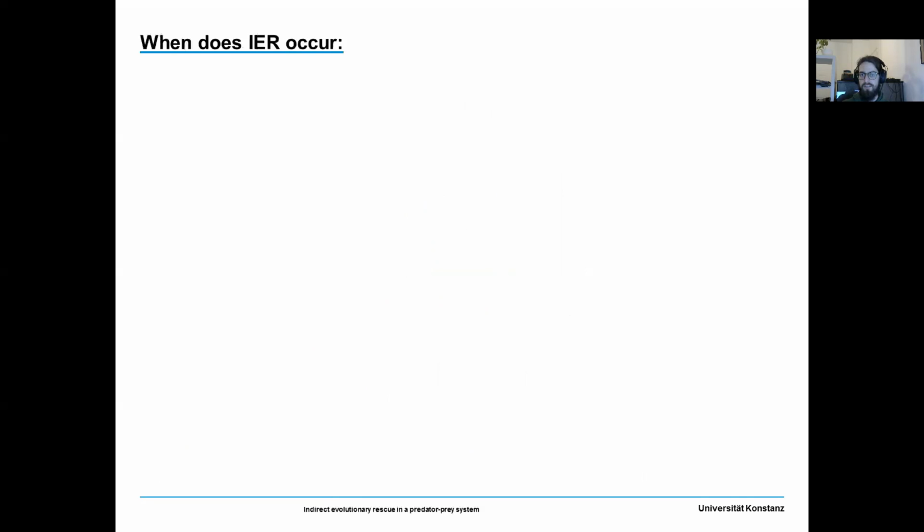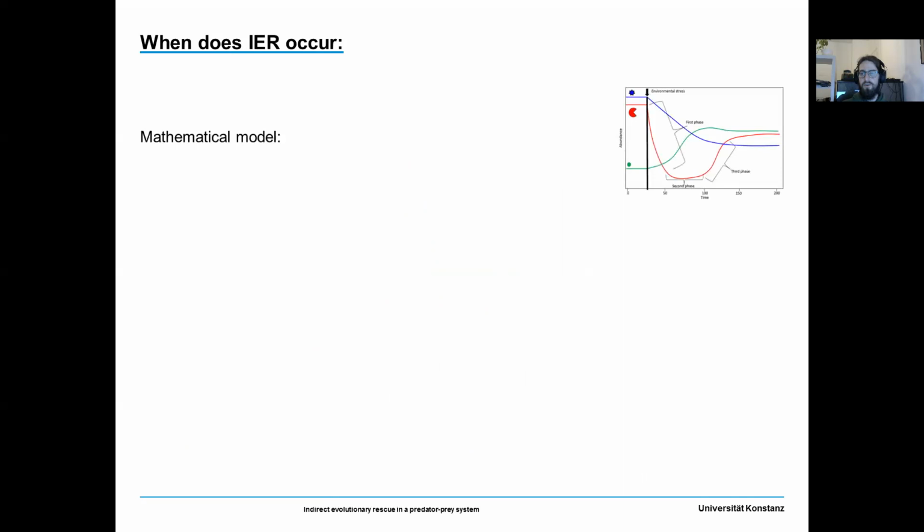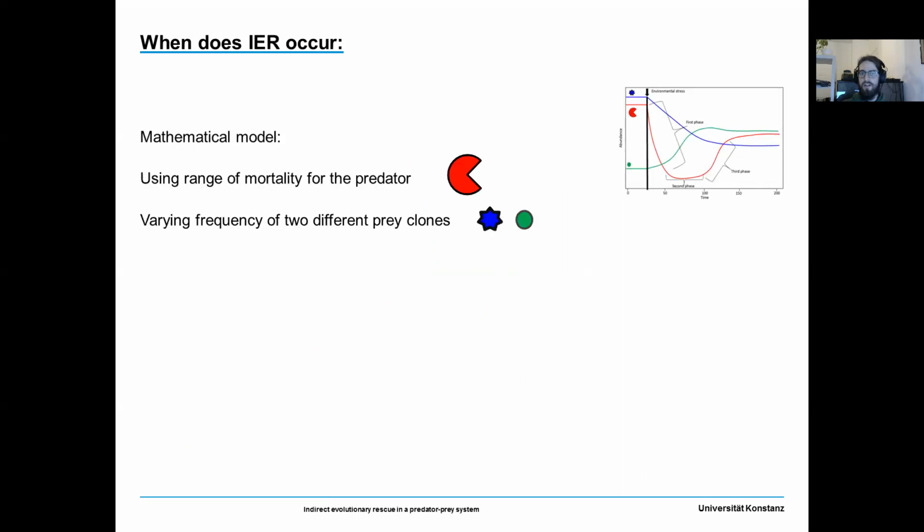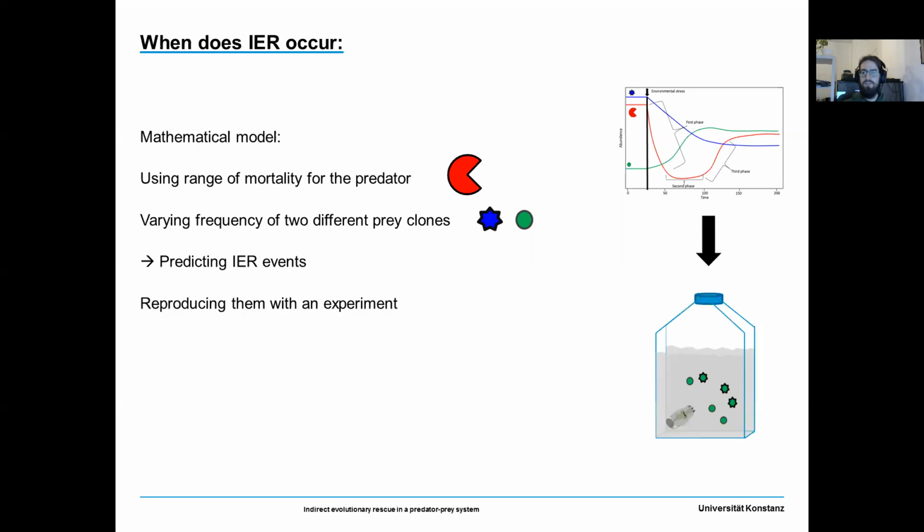While they have investigated this in evolutionary rescue, there's still a big lack of knowledge about when this might occur. So I want to jump into this and investigate further when evolutionary rescue occurs. For the start, I want to use a mathematical model where I can use a range of mortality rates for the predator and varying frequencies of the two different prey clones. With this, I will be able to predict different evolutionary rescue events. And once I have the results from the model, I then want to use those to implement them in an experimental setup.